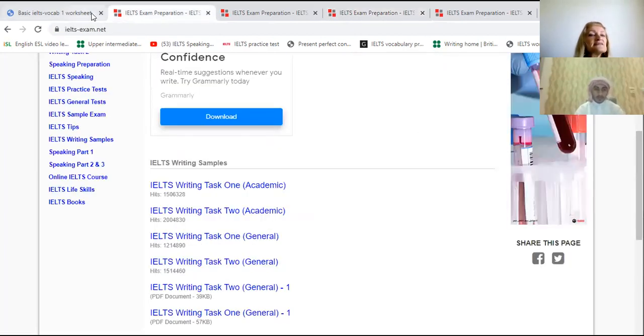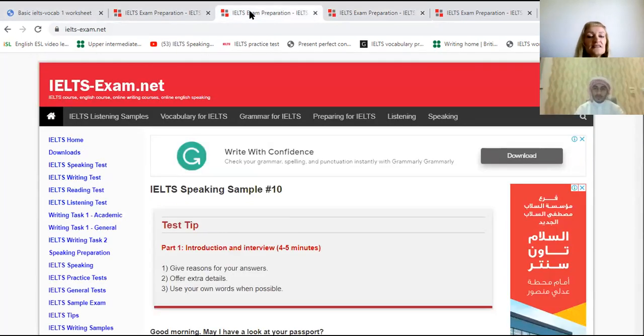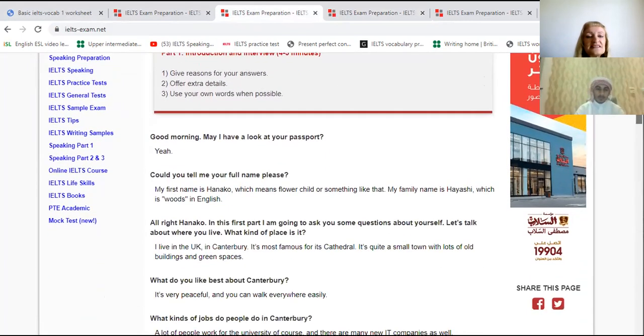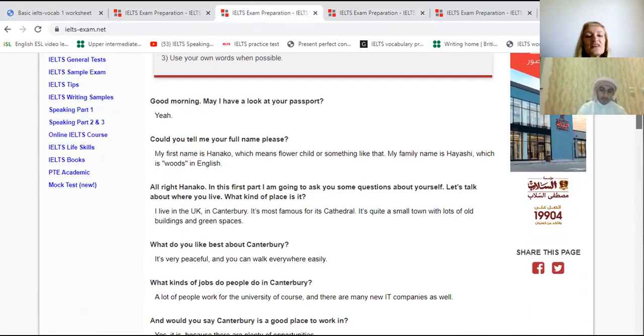And that is, where is that? Hang on. Here we are. Now I found this and it's really good. So we're going to have a go at this now, because it's very helpful.